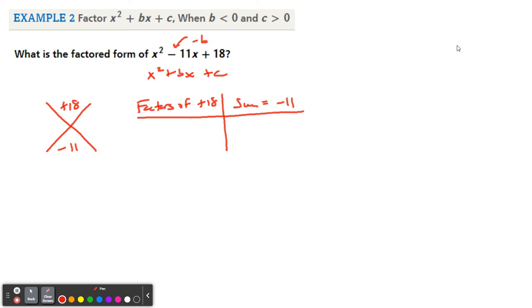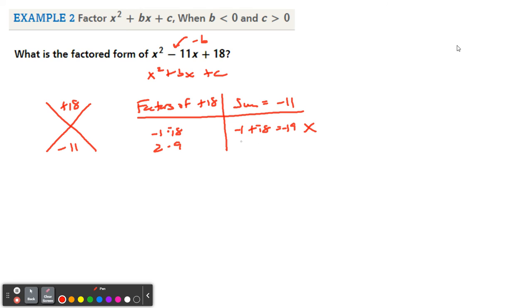Okay, so again, divide by 1, that's 1 and 18. Now, 1 times 18 is 18, and 1 plus 18 is 19. But I want the number to be negative. So in this case, still a positive 18, still same signs, but now both numbers have to be negative. So now you're combining a negative 1 and a negative 18 to make a negative 19. Still wrong.